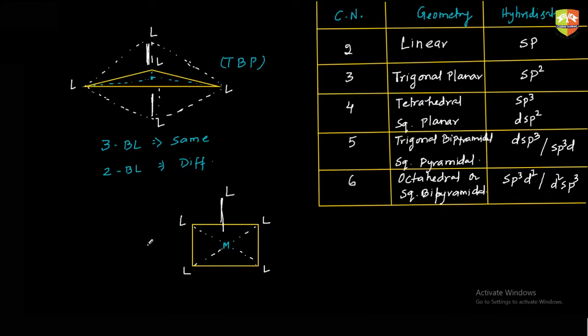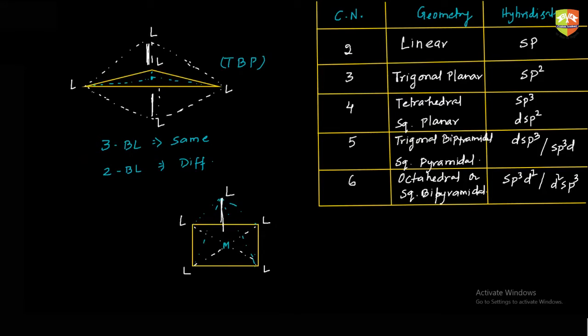One ligand is here, right? This is a square pyramidal, right? Because the base is the square, and this is actually a pyramid. If you imagine this geometry in three dimensions, this forms a pyramid, right? A square is the base and a pyramid, it is a square pyramidal.